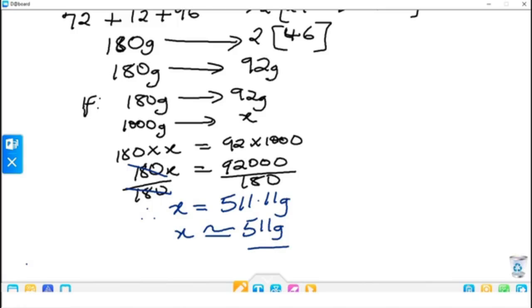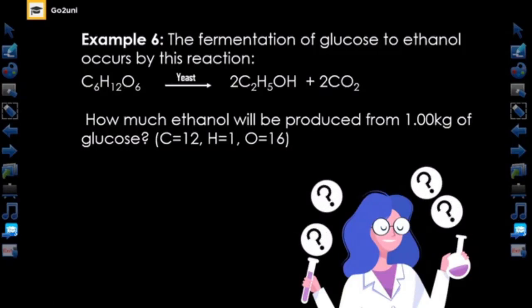So 511 grams of ethanol will be produced from 1000 grams of glucose when it ferments. So this is actually how to calculate any given question under stoichiometry. I want to believe, dear students, that it is very clear now. So it's our answer.